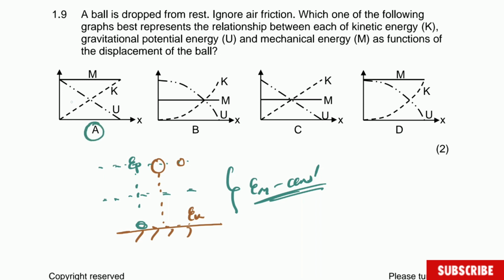You can see that the potential energy, which represents U here, is going all the way down. Kinetic energy is going all the way up, and you can see that the initial mechanical energy, which is the potential energy only, is going to be equal to the final mechanical energy, which is the kinetic energy. So the answer is A. This question is quite simple.